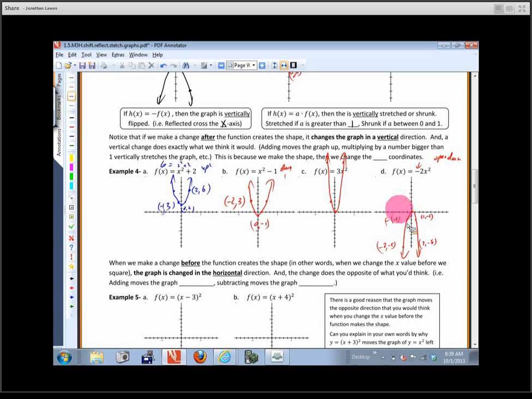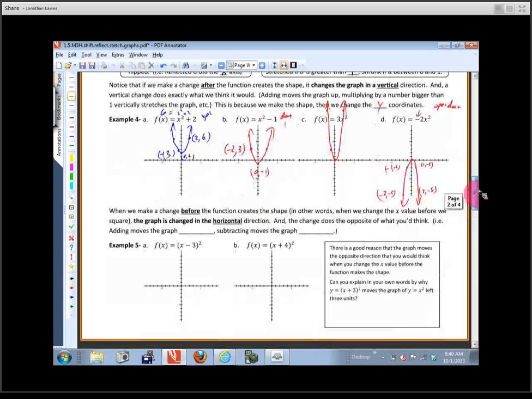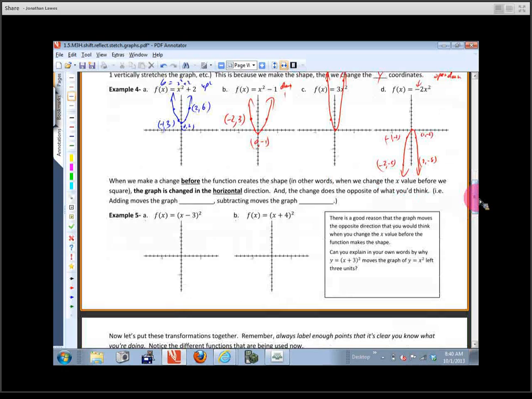So you'll notice that in every one of these, we made the shape first, then we changed the y-coordinate. That's why, if you make the shape and then change it after the fact, it's going to be a vertical change. A shift in these cases, a stretch, a shrink, a vertical flip in those cases. Okay? Now, this next part, these are different. And this is a little bit harder to understand, and I'm going to ask for an explanation. Maybe somebody can explain why these do what they do.